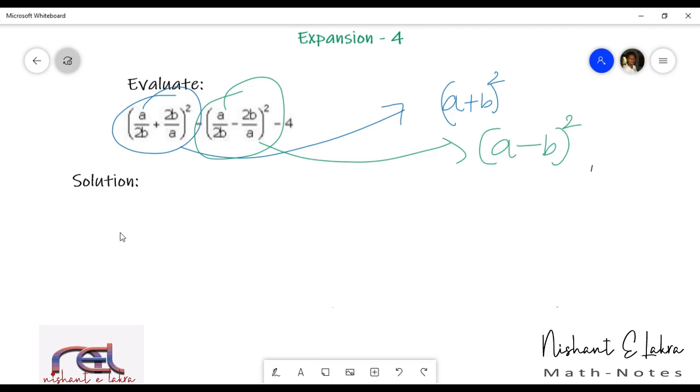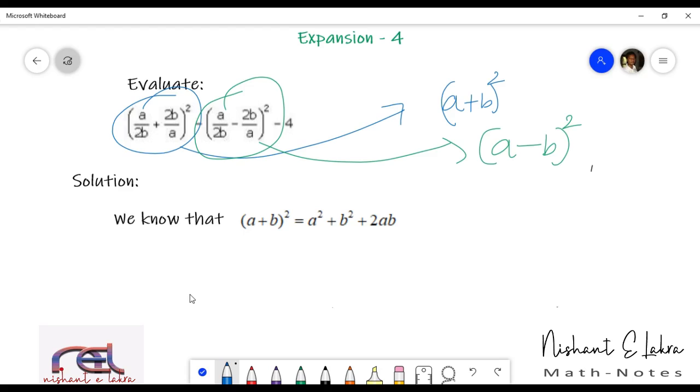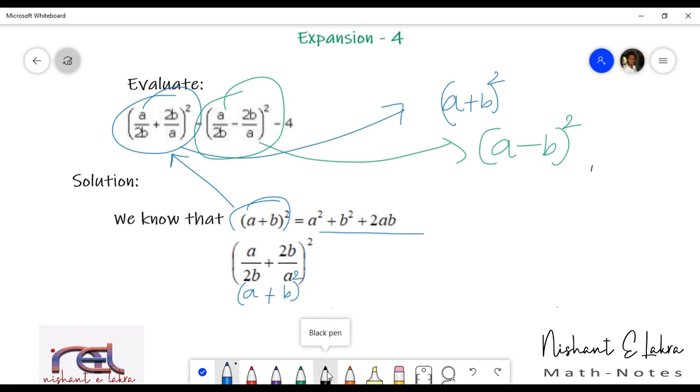Now you should also remember the expansions of (a + b) whole square and (a - b) whole square, which is what we'll be using. So (a + b) whole square is the first part of the equation. (a + b) whole square equals a square plus b square plus 2ab. Here a/2b represents a and 2b/a represents b. We already know the expansion, so we will just replace the values.